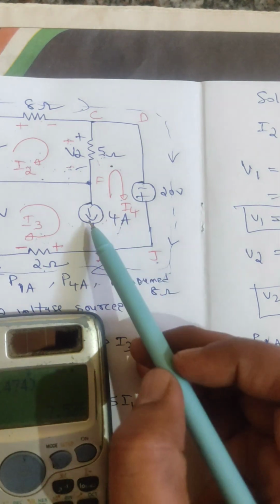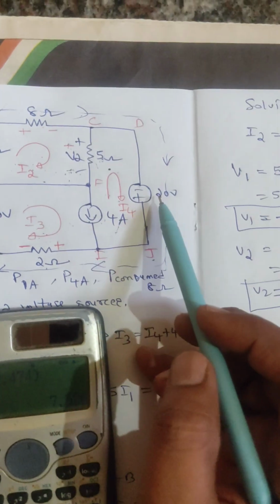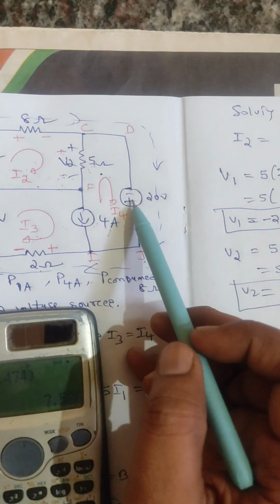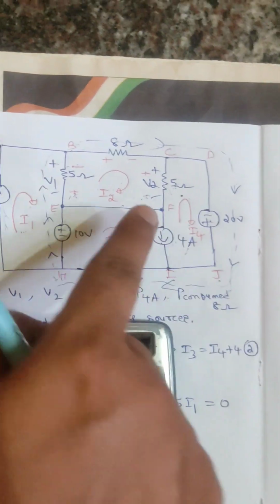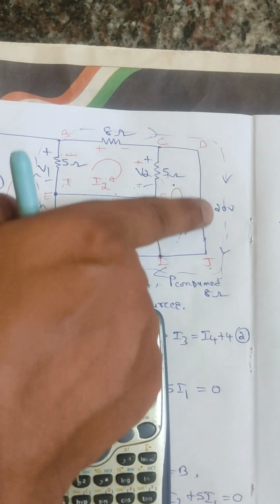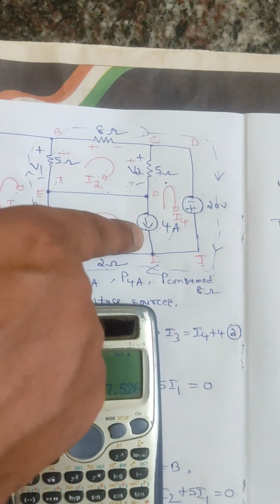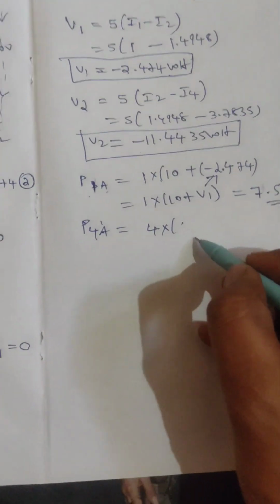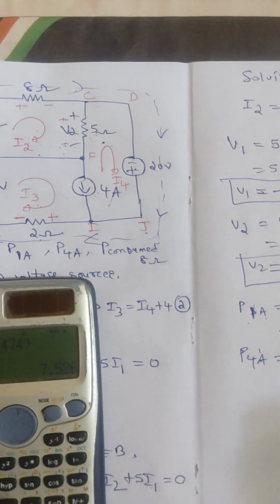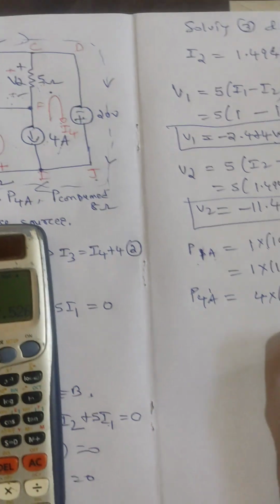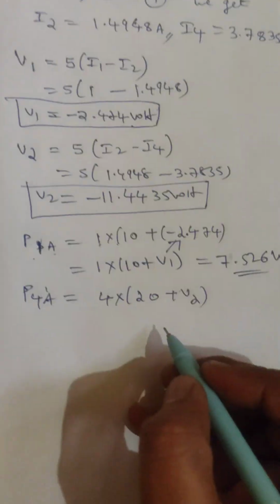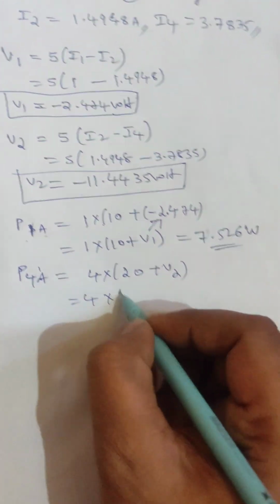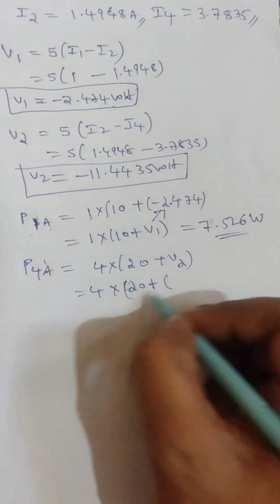current, the voltage source is there. See, the power supplied by this source is the voltage drop in this resistor and this resistor. These two are connected across this 4 ampere. So these two are in series, so we can add them. Therefore 4 into 20 volt is there, and then plus 20 volt plus V2. Now enter that value: 4 into 20 plus, what is the value of V2 we got?